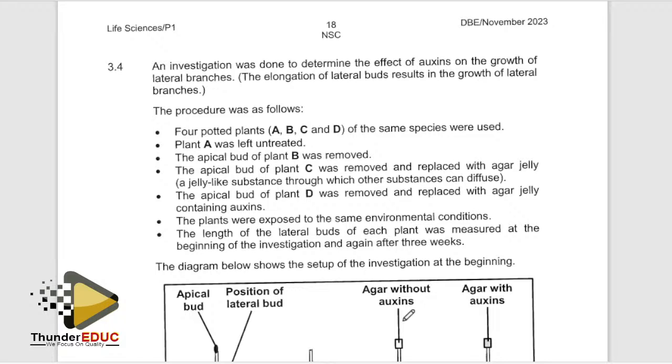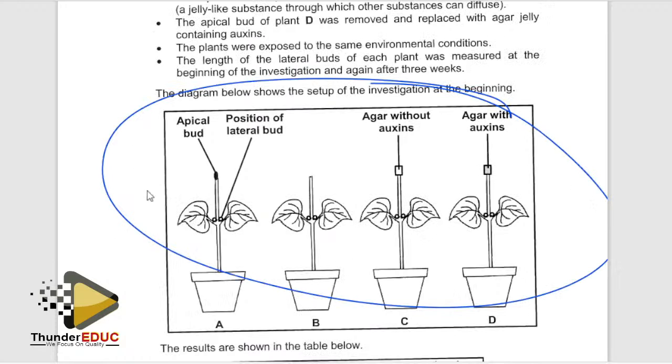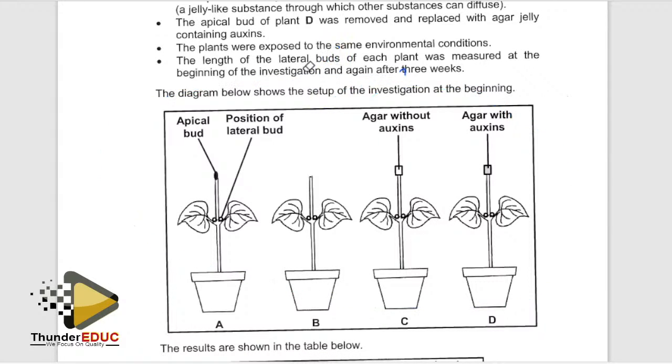Anyway, let's continue, guys. An investigation was done to determine the effect of auxins. I'm not going to read too much, but I know that we did this experiment very well, and we try to master it, né? Yes. Anyway, let's start. They're saying that the results show the table, okay? Identify the independent variable.